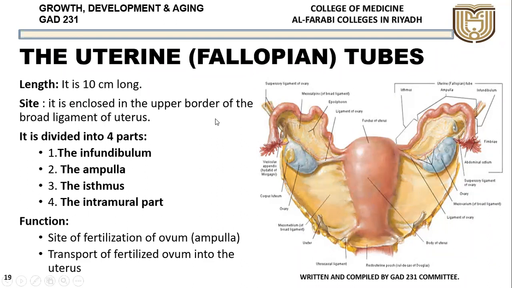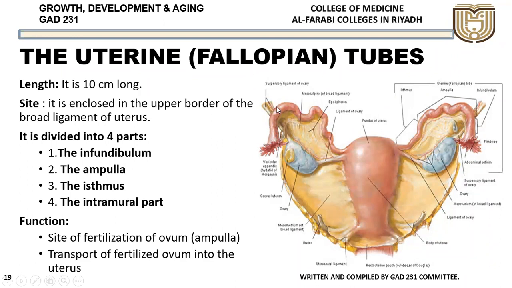This tube is divided into four parts. One is called the infundibulum, the part which is funnel shaped and which has finger-like projections here. These are called fimbriae, finger-like projections. So this is called the infundibulum. It looks like a funnel, so it is called infundibulum.